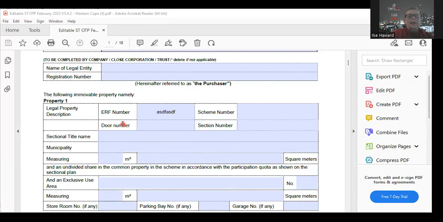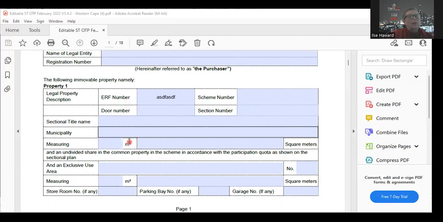Property description taken directly from your Lightstone. I see there's something filled in here. You obviously just put your erf number here, scheme number, and door number and section number. In some of the older complexes, the door number and section number aren't the same. We find that in some blocks of flats, for instance, Sunnyside, that the door and the section number isn't the same. The newer complexes are normally the same, but make sure it's the same so that you don't have a mistake here. The name of the complex, Villa Bain, or whatever the case might be.